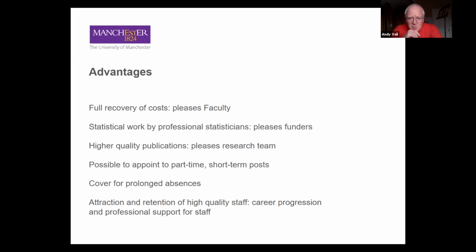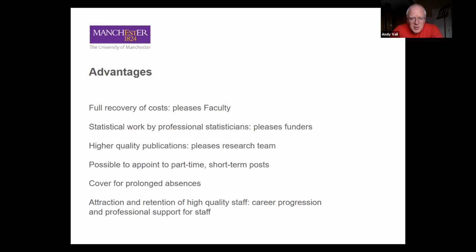What are the advantages of this? Well, the faculty likes this. It means we have full recovery of costs for the work that's being done. The funders love this. It means they're being reassured that the statistical work is being done by professional statisticians and will be done correctly. Research teams usually like this when they get their heads around it. They normally end up with higher quality publications and are much more likely to get the funding in the first place. And the other advantage, of course, is that there's cover for the team if somebody goes off on parental leave, for instance, they can be replaced through the collaboration unit.